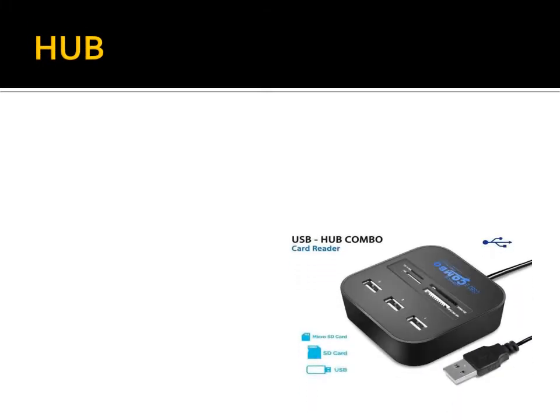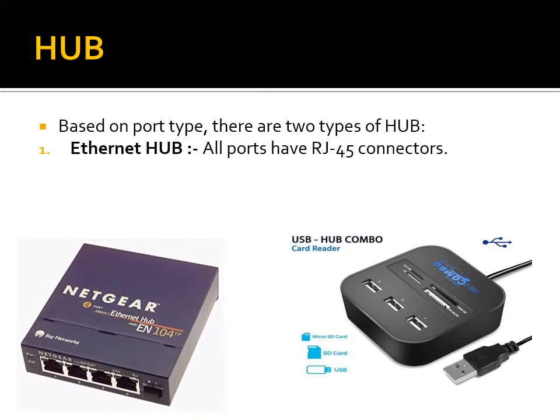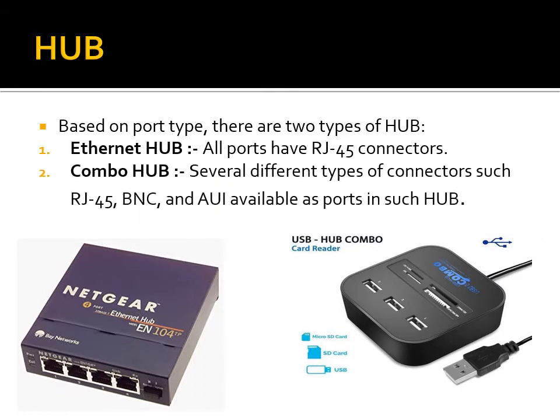Hubs are also of two types based on the port: Ethernet hub and USB hub, or combo hub. In an Ethernet hub, all ports have RJ45 connectors. A USB or combo hub has different types of connectors, like USB ports; we can connect anything. That's a combo hub. An Ethernet hub supports only RJ45 connectors.